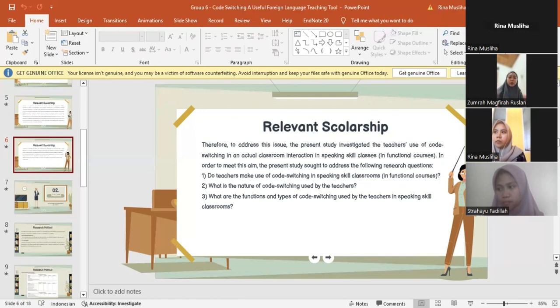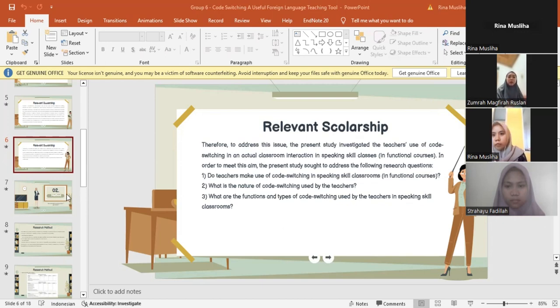The first one is, do teachers make use of code switching in the speaking skill classroom? The second one is, what is the nature of code switching used by the teachers? And the third one is, what are the functions and types of code switching used by the teachers in speaking classrooms? Also, this study is beneficial for the teachers and the students as it provides a better understanding of the nature, types, and functions of code switching and its benefits in accelerating language learning.